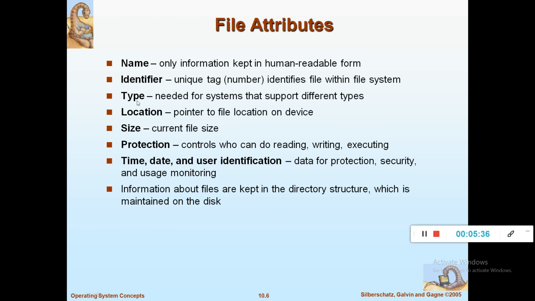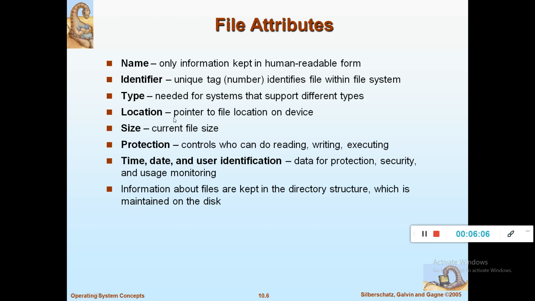And next, once you define the name and identifier, there is a type of the file needed for the system that supports different file systems. As we covered here, there are different types of files: binary file, text file, or some other types of files that are going to be supported by the computer system. For that purpose, we are going to use the type here. The type of the file is going to be identified based on the extension that is usually used for the file.